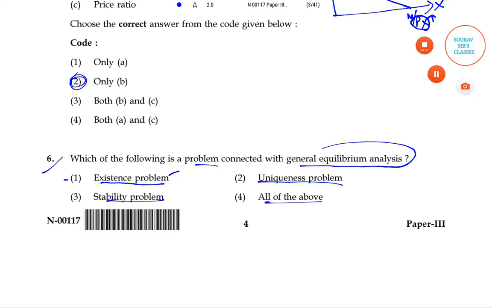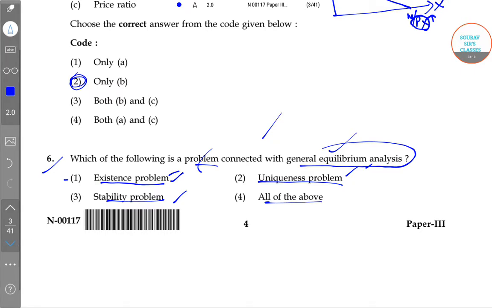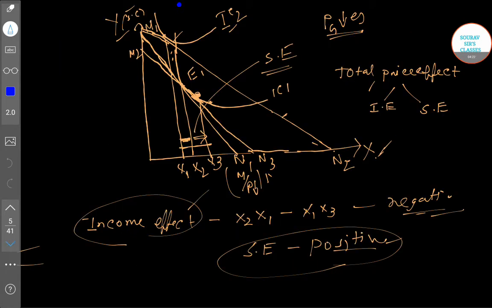Timing, we will simply exclude this explanation because it seems like we have made another video on this, so you can refer to the video on general equilibrium analysis. So for the time being, just remember existence problem, stability problem, and uniqueness problem. All of them are problems connected to general equilibrium. So now we'll go to the next question, which is question number 7.